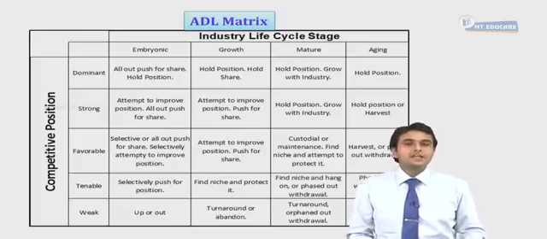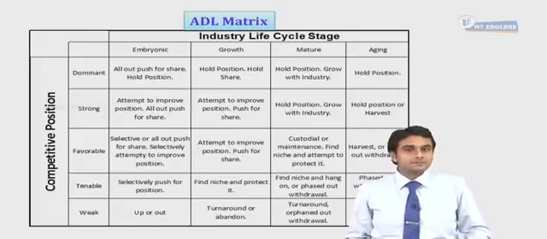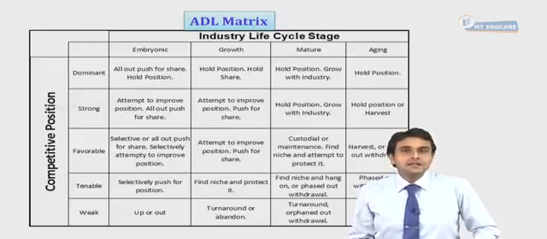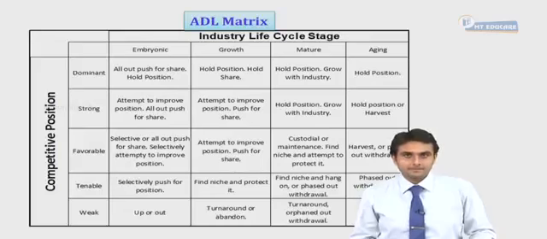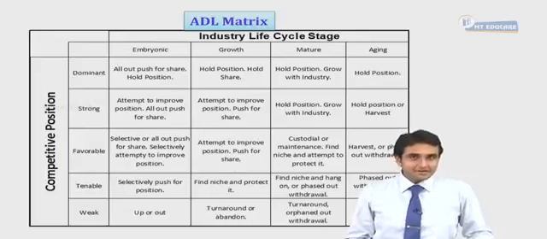So, for example, if my product has a strong position in the market, and if the industry in which the product is functioning is at a growth stage, what I need to do as per the ADL matrix is attempt to improve my position and push for share, which means that I need to build, invest more, and come up with something more innovative so as to create a competitive advantage for my product. So the ADL matrix can be related to the product life cycle in this way.